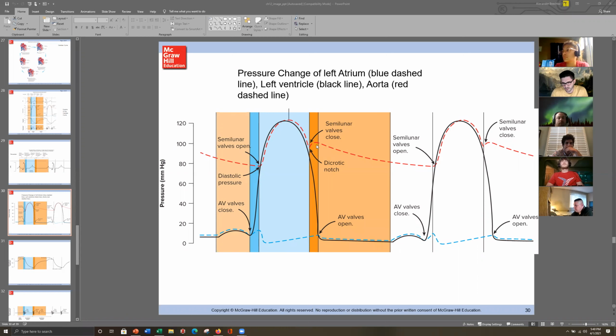appears here, and then the pressure continues to drop because the ventricles are going to relax until they ultimately become completely relaxed at the beginning of our T wave again, right? So we have our AV valves that open up and then allow for passive filling of the ventricle again. And then the cycle continues. So it's kind of cool.